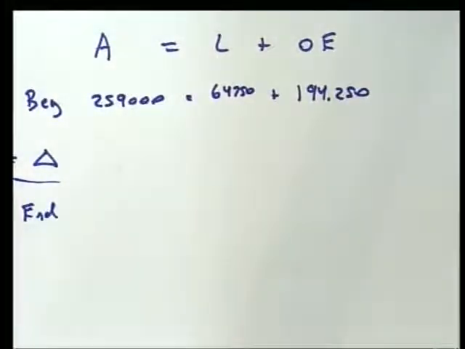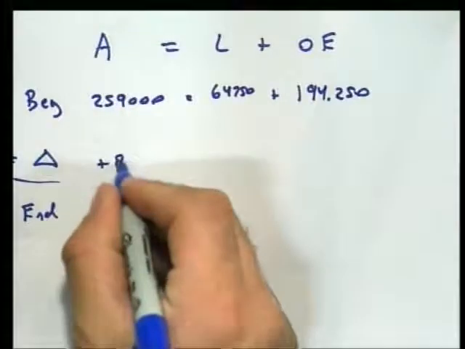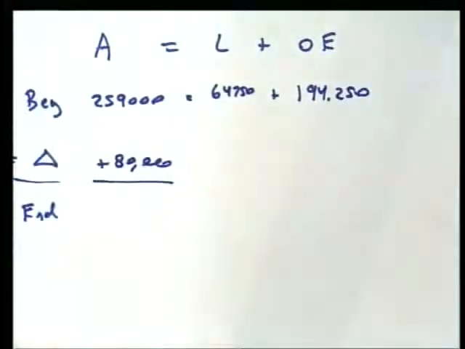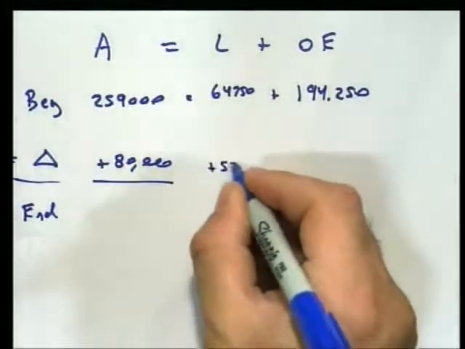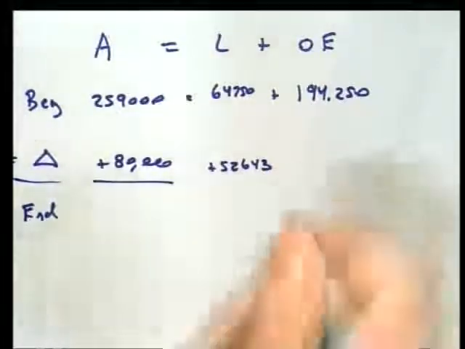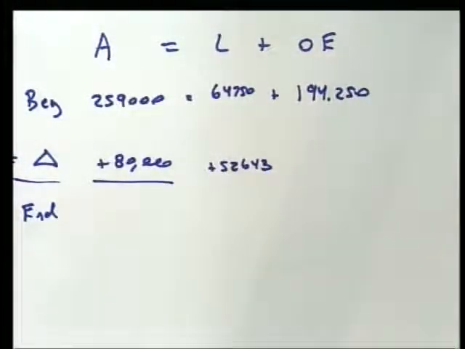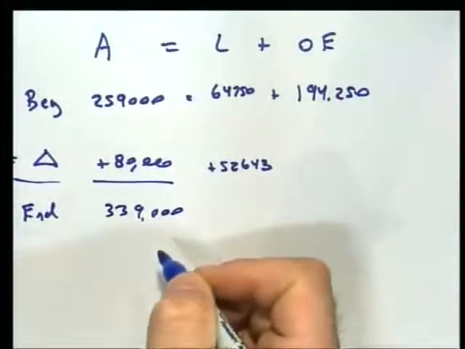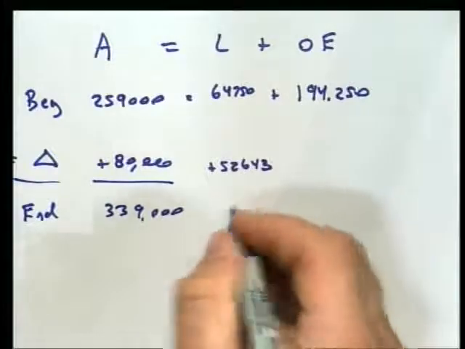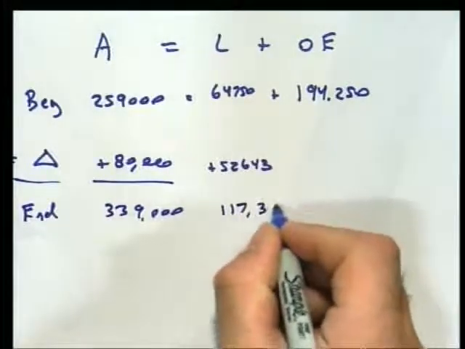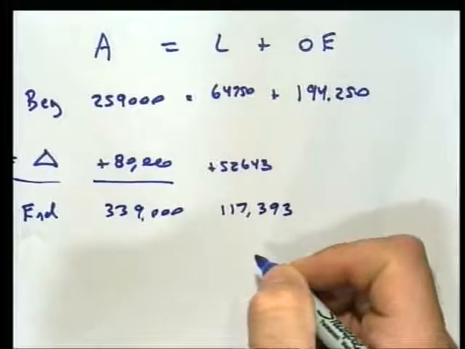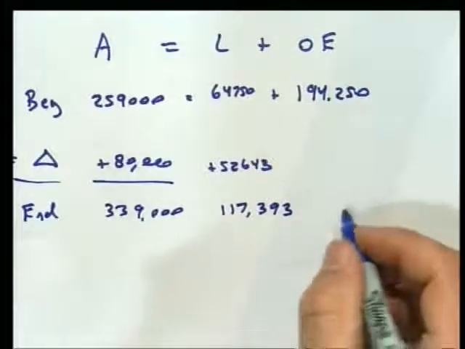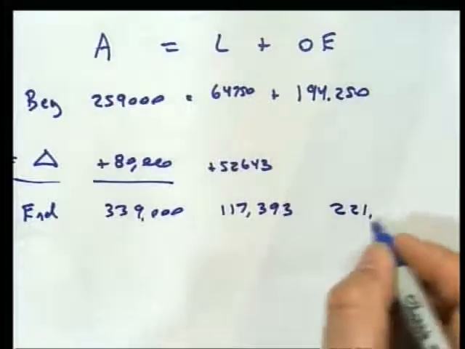During the year, assets increase $80,000. And liabilities increased 52,643. Well, they sure didn't give me easy math to do. So assets at the end are 339,000. And liabilities at the end of the year, is that 117,393? Yeah. And so equity has to equal, let's see, if I do that in my head, I get 221,607.